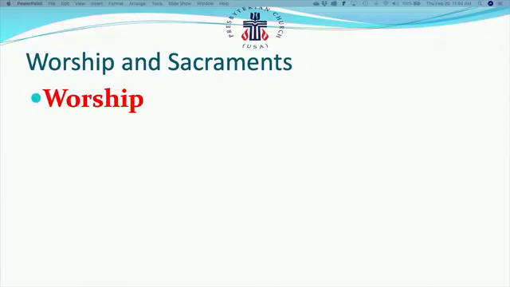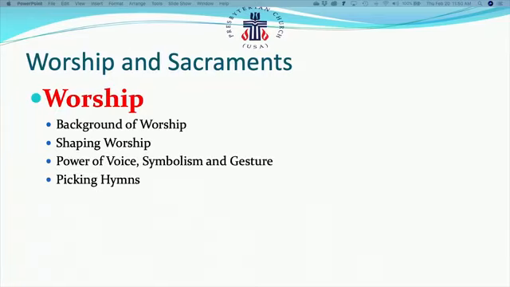I'm going to talk about worship first. What the background of worship is, how we shape the worship service, what the power of the voice is, what the symbolisms are, what our gestures are, how we pick hymns, and how we lead worship. All those things go into the Presbyterian worship service.